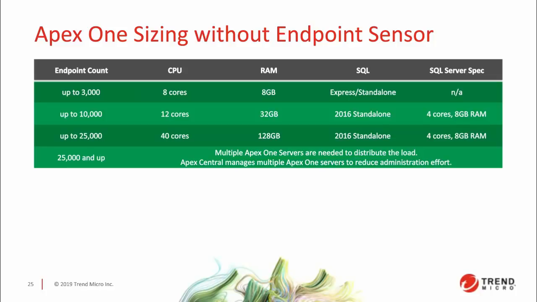Once you start going above, you're going to need to separate out to a separate SQL instance to separate the processing. And you're looking at, for 10,000 agents, 12 cores and 32 gigs. And then 25,000, you're looking at 40 cores and 128 gigs. Now, if you're going to go above 25,000, we would recommend multiple Apex One servers to distribute the load.